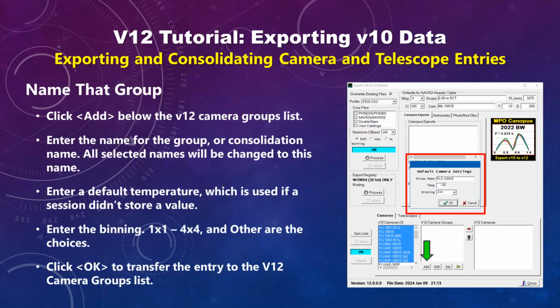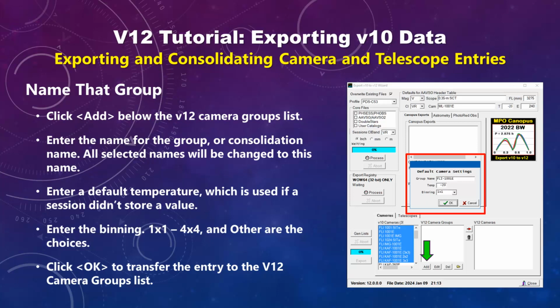Click the Add button to show a pop-up form where you enter the name to be given to the selected cameras. Enter a default Celsius temperature that will be used when a session file doesn't have a value. Select the binning, if known, otherwise choose one by one. If you want to give a different group name to cameras based on binning, you will need to create each group separately, after selecting only those cameras with the specific binning.